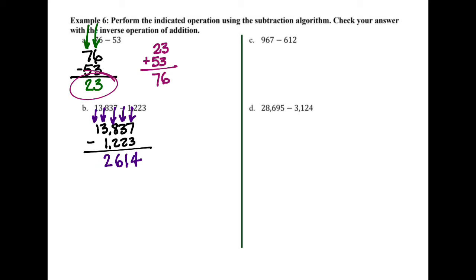You could look at that last part here as 13,000 minus 1 as well. Either way, you're going to get the 12. Okay, let's check it.